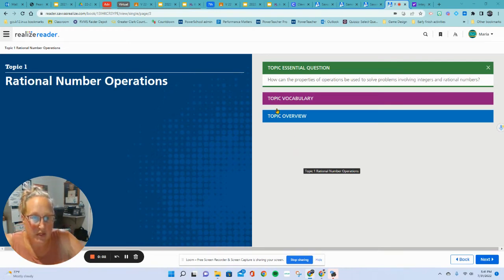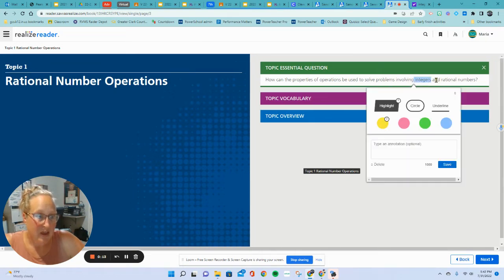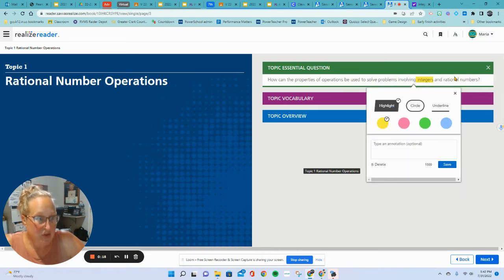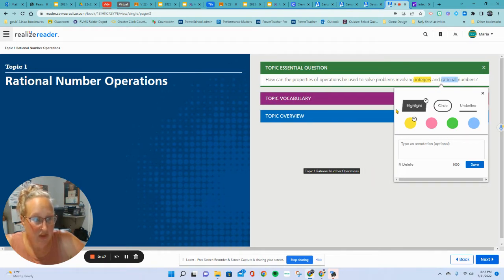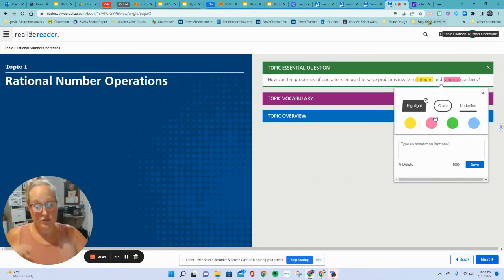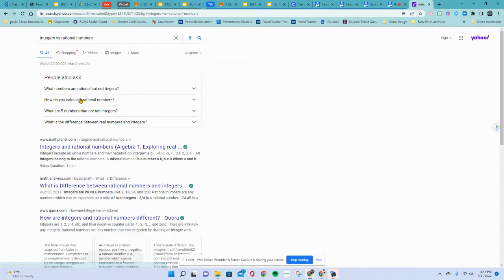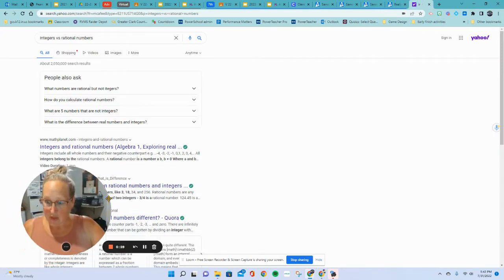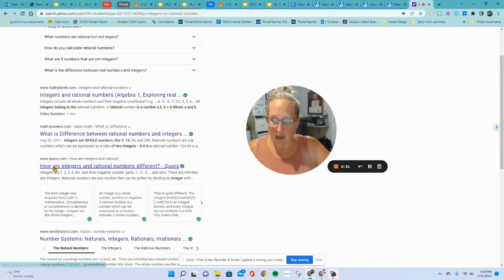Okay, topic 1 intro. We're working on rational number operations. And it says, how can the properties of operations be used to solve problems involving integers and rational numbers? So the fact that we now have two things that are different, integers and rational numbers, I want to first discuss what the difference between those two things are. So we're going to go to our Google. And what it says is, how are integers and rational numbers different?